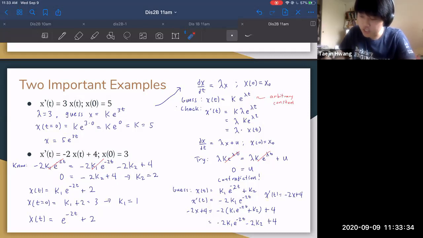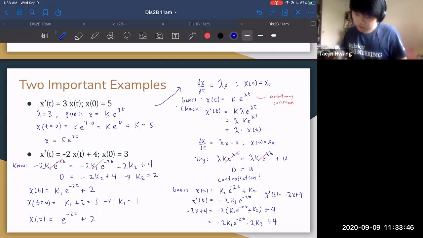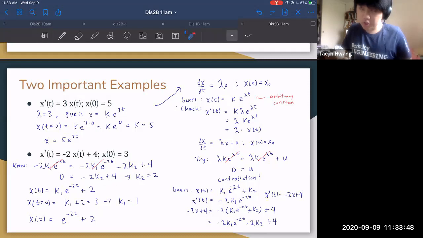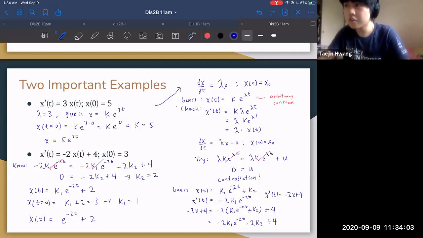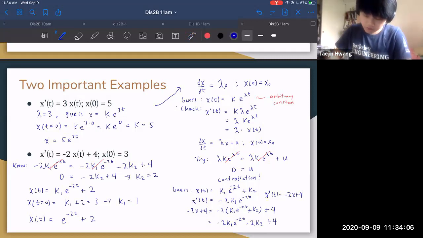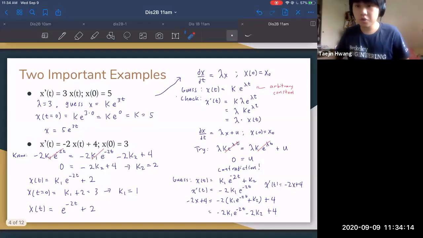Over here, it was quite simple because it was just taking the derivative and setting it equal to lambda x of t, but over here it's a little more complicated, because we have some conditional check where this is only true when k2 is equal to 2. And in fact, you could plug this guess into the differential equation above and verify that it's true. I'm not going to do that here since we don't have enough time, but all right. Hopefully that clarifies most of the questions we had.